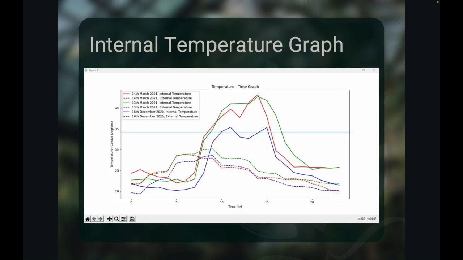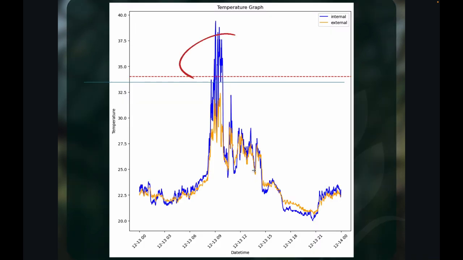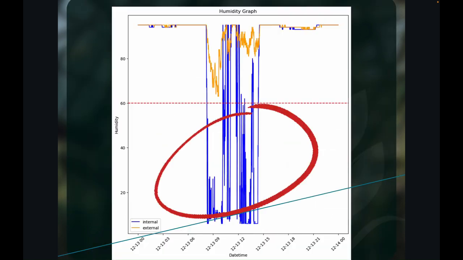So these are the graphs that were generated from the data that we acquired. As you can see, the internal temperature of the greenhouse fluctuates a lot when compared to the external temperature. This is the same for the hourly data of temperature as well. It fluctuates a lot since it's hourly data. Same goes for humidity, and the same goes for humidity hourly data.